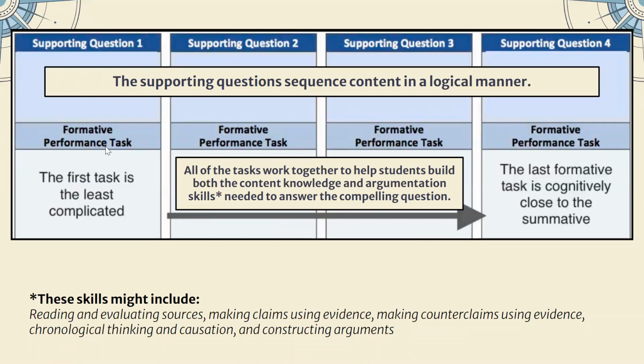So the next thing in the inquiry that we talked about are the tasks. You'll see that each supporting question has a task. Typically, for that first supporting question, the task is usually the least complicated, and we build up to a more complicated task for the later supporting questions. But all of the tasks work together to help students build both content knowledge and argumentation skills.